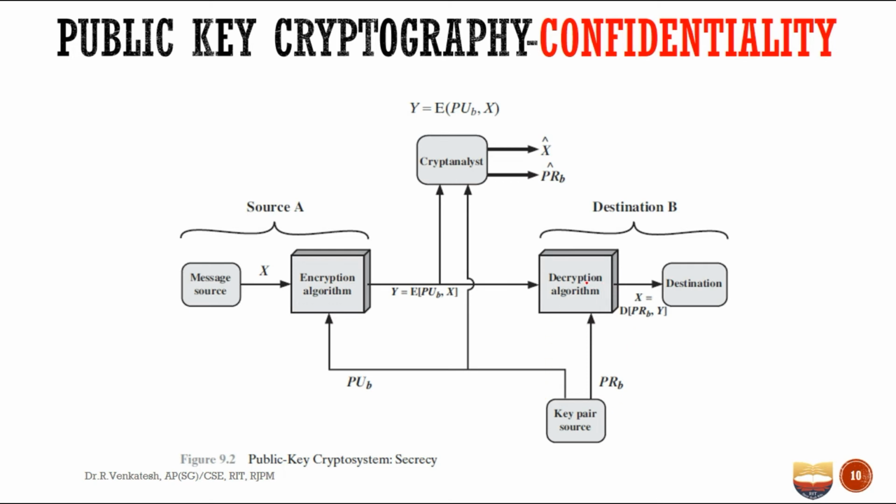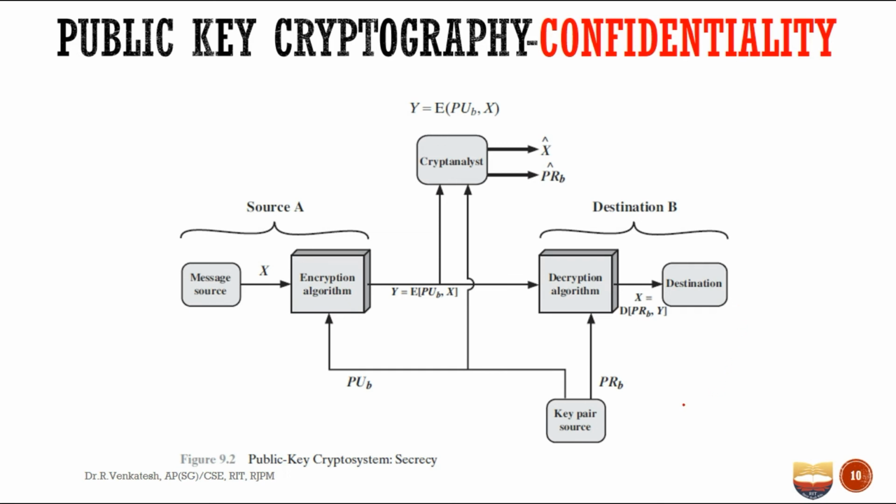I am repeating one more time. We encrypt the plain text, or message source, by using the public key of the receiver, and we decrypt the ciphertext by using the private key of the receiver, so that we get confidentiality in the public key cryptosystem. This diagram represents the same.